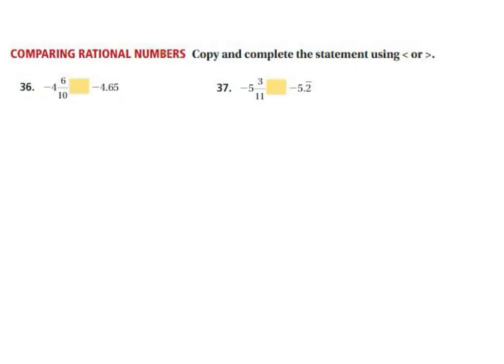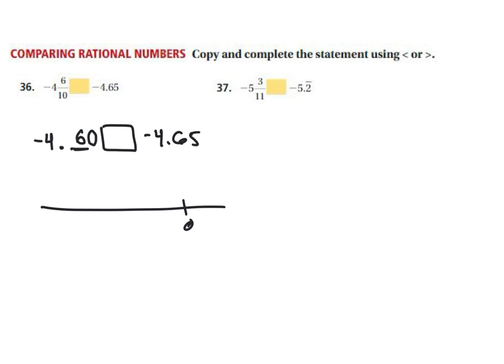On question number 36, we are comparing the rational numbers. This one's pretty nice, negative 4 and 6/10. I can write that as a decimal because there's my negative 4, there's my tenths place, so I just put a 6 in there. And I'm going to be comparing that to negative 4.65. So all I really need to do is annex a 0 in, and now I can look on the number line. I have negative 4.60 and negative 4.65 is to the left. So negative 4.65 is smaller, negative 4.6 is actually bigger.